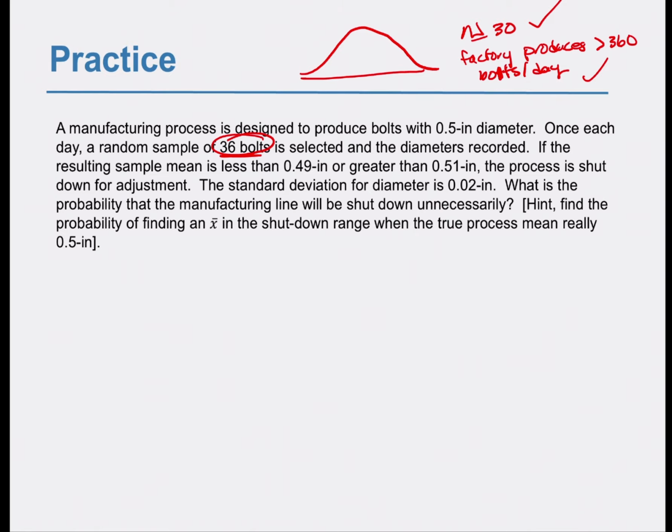If the true mean actually is 0.5, then the mean of the sampling distribution will also be 0.5. So, if the true mean is 0.5, we want to find the probability of getting something that is less than 0.49 or greater than 0.51. So we want this part of the normal distribution.